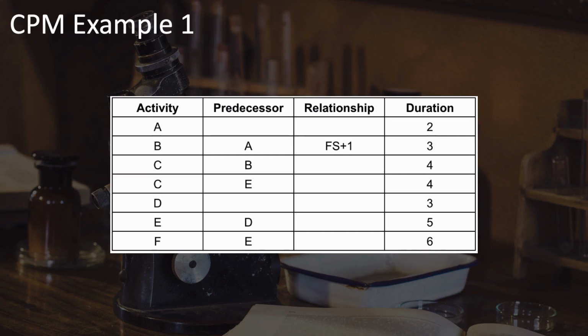Activity C lasts for 4 days, and activity B must be done before it. Notice that it doesn't show any sort of relationship. When there's no relationship shown, it's assumed or understood that it's a traditional finish to start relationship, which is the most common type of relationship. C also has E as a predecessor, so E must be done before C. D is 3 days long with no predecessors. E is 5 days long with D as a predecessor. And F is 6 days long, and E has to happen before F.